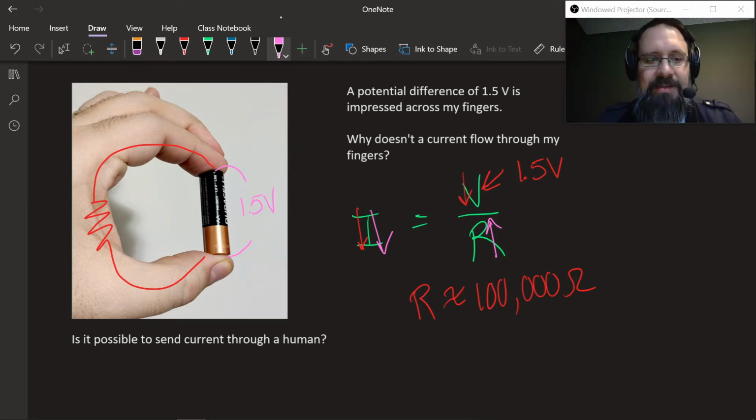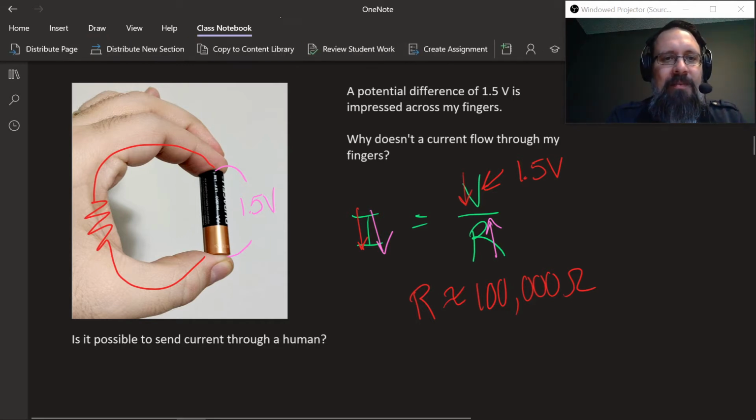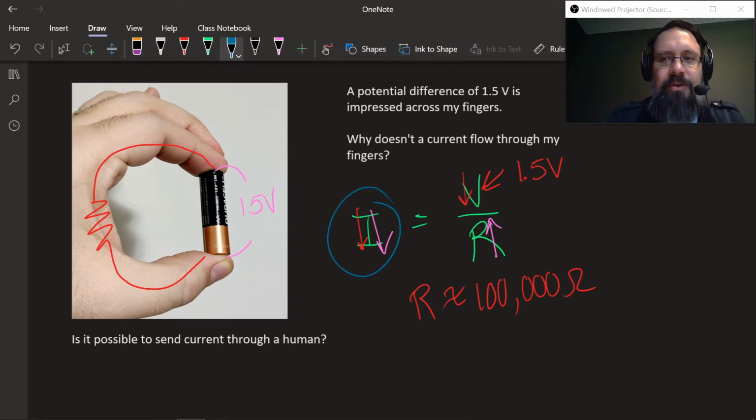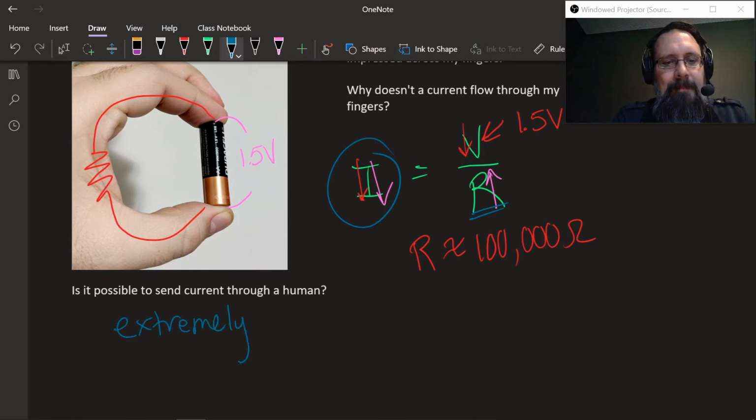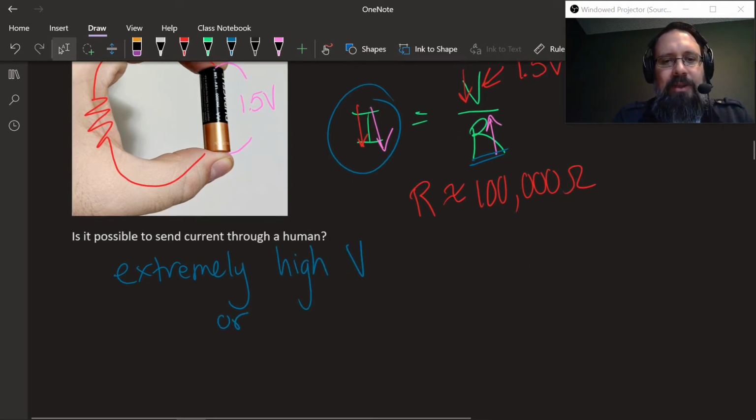So this raises a question: is it possible to send current through a human? Could we actually electrocute humans? Well, realize that if you want an appreciable current to flow through a human, the resistance is fixed. It's going to be 100,000 ohms. So you would need to do one of two things: either lower that resistance somehow, or impress a very, very high voltage across a human. So humans can be electrocuted: you either need extremely high voltages, or you need to lower the resistance.